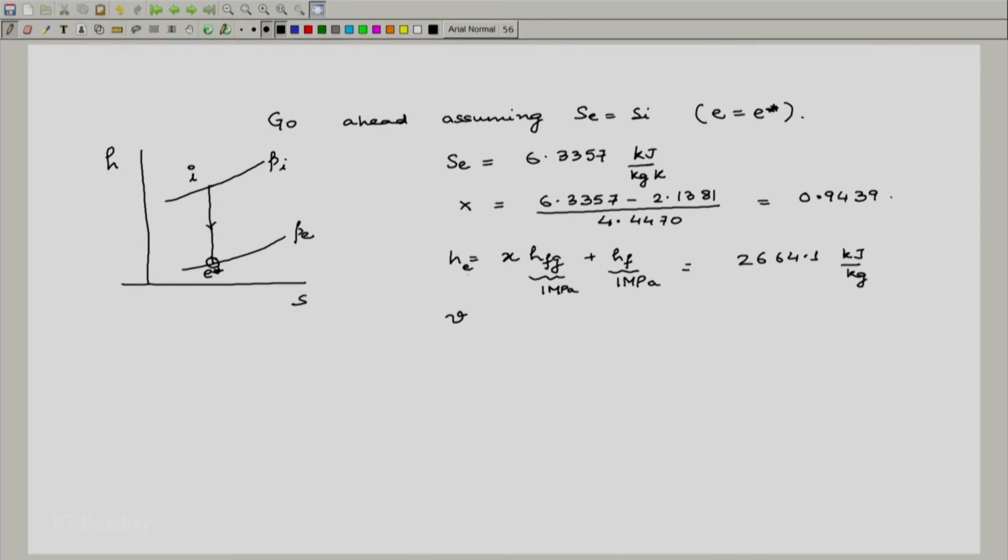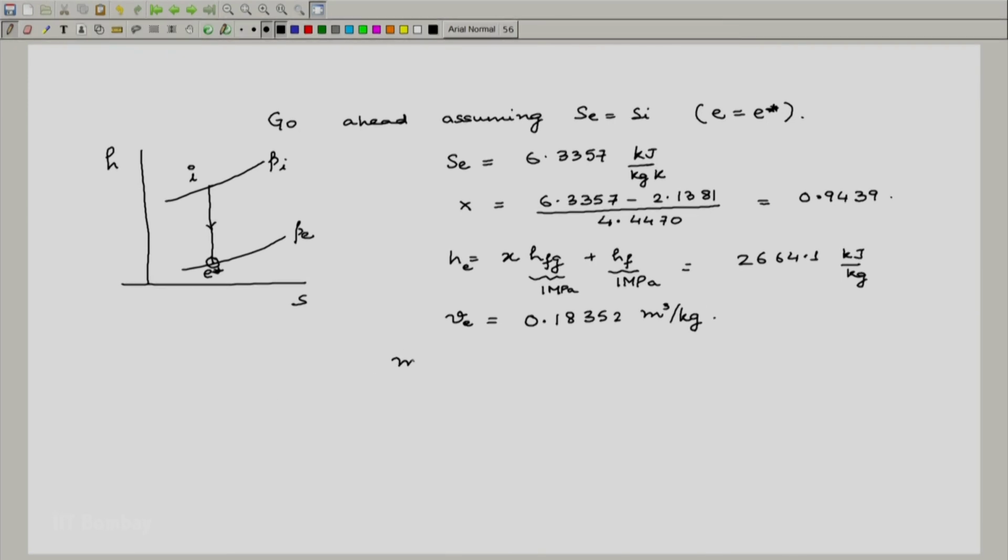So, this is HE. We also would like to calculate the specific volume, that is because we have been asked to find out the velocity and the area. We get VE here, which is the specific volume. We go ahead and do a similar procedure. I will not do it here. It is 0.18352 meter cube per kg.